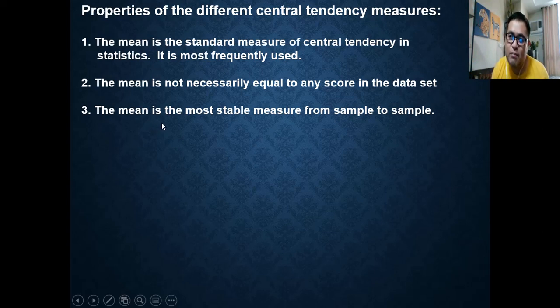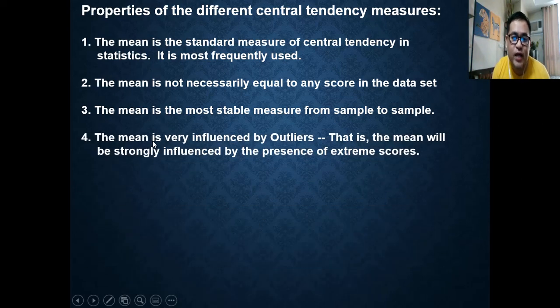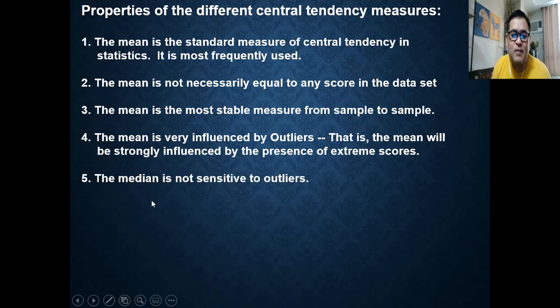Unlike mode and median, they keep on changing. Number four, the mean is very influenced by outliers. That is, the mean will be strongly influenced by the presence of extreme scores. That's why the average of a certain score is affected by extreme scores, specifically when we're talking about test scores. So it is affected by the extreme scores or the outliers. The median is not sensitive to outliers because we are only getting the middle of the scores.